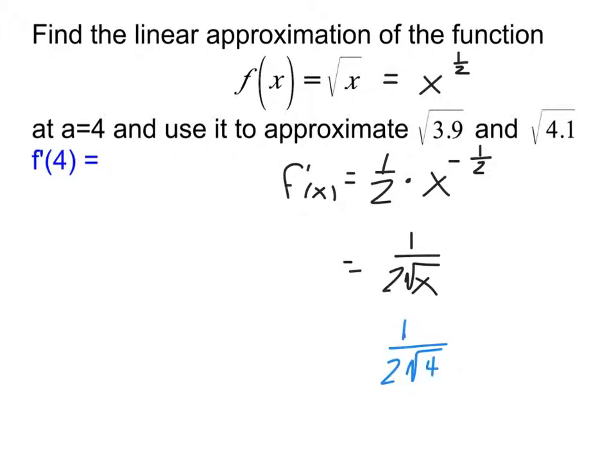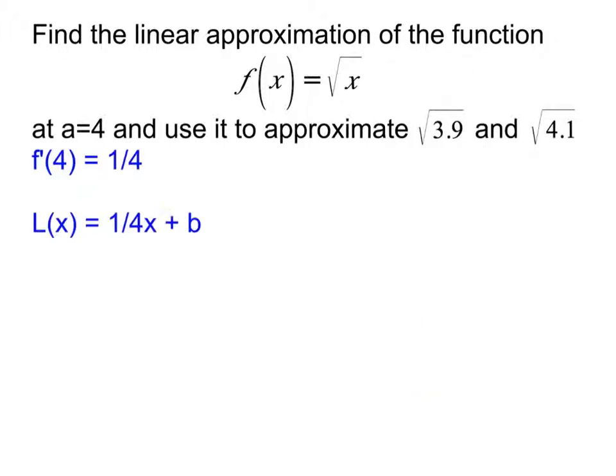What does that equal? 1 over 4. Yep, 1/4. Because the square root of 4, of course, is 2. 1 over 2 times 2 is 1 over 4. Which means that if I'm going to write the equation of that, then I know that I'm going to be doing 1/4 x plus b. I still got to find out what the y-intercept is.